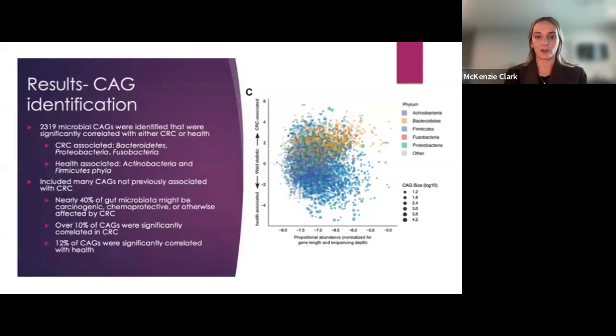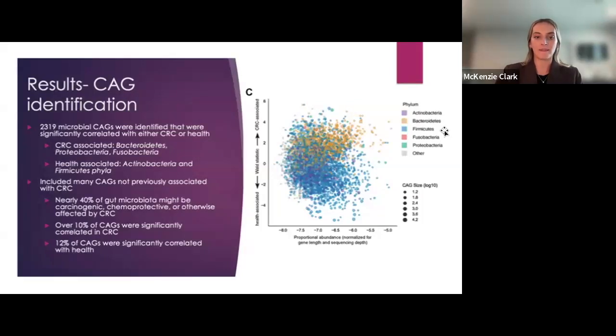Over 2,300 microbial CAGs were identified that were significantly correlated with either colorectal cancer or health. They had varying abundance. Colorectal cancer-associated microbes include Bacteroides, Proteobacteria, and Fusobacteria. And the health-associated microbes included Actinobacteria and Firmicutes phyla. Of those identified, many included CAGs that were not previously associated with colorectal cancer, which is what makes the study unique in that they used CAGs in metagenomic sequencing instead of the traditional taxonomy classification approach to give them even more detailed data.